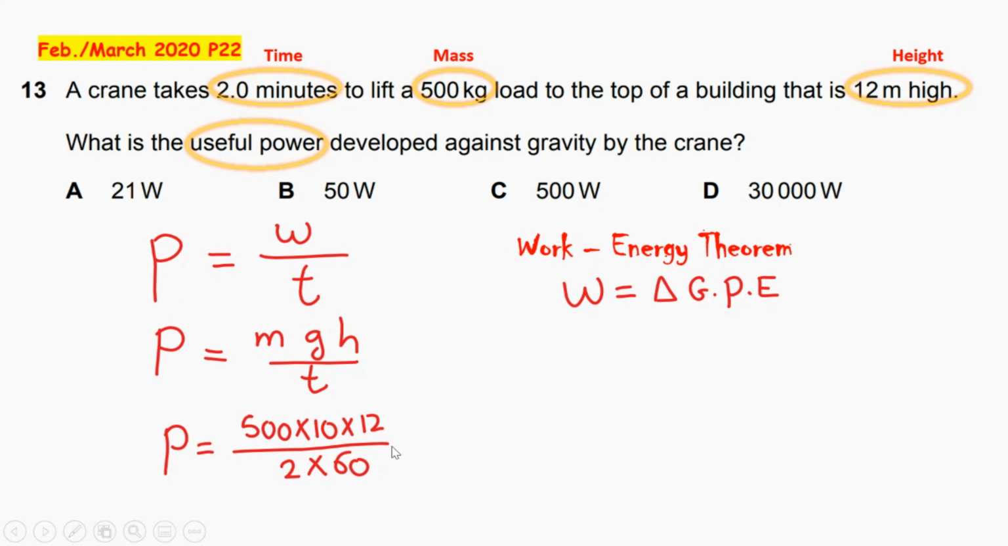Now, it's not necessary to use a calculator. You cancel out the 0 from 60 with the 0 from 10. Then you cancel 6 times 2 in the denominator with the 12 in the numerator. It'll give us finally 500 watts. So the correct answer is C.